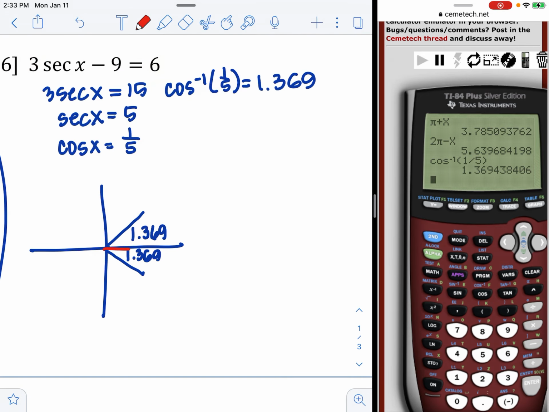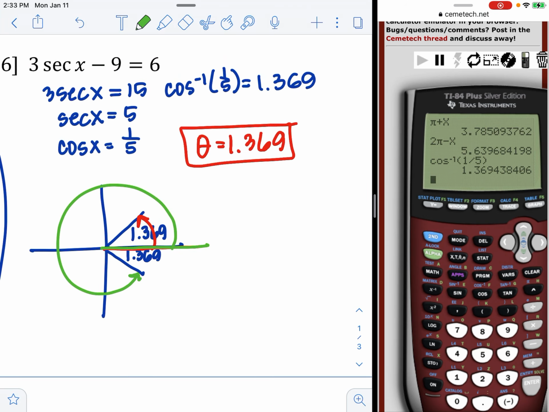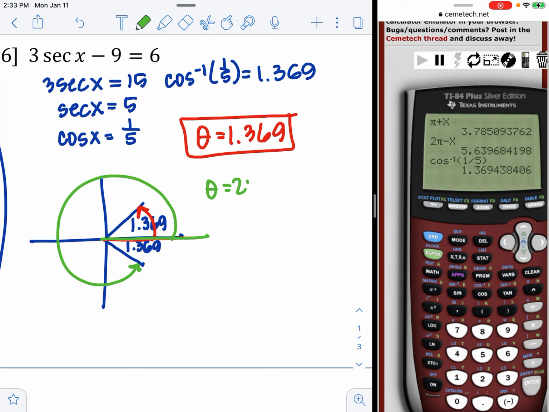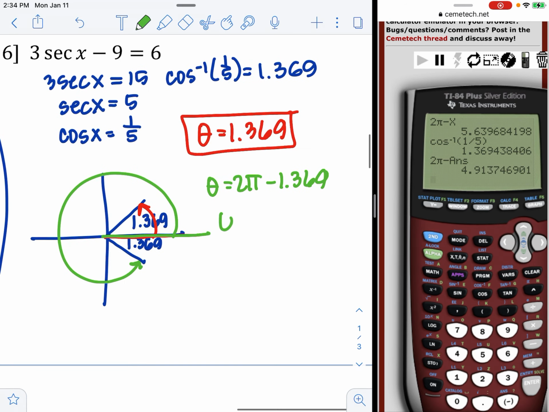And now I'm going to find my two angles. Start at the positive x-axis, counterclockwise until I hit that. So one of my answers is 1.369. My second answer, positive x-axis, counterclockwise until I hit the other terminal side. Almost a full rotation, right? But I have to get rid of 1.369. So that is 2 pi minus 1.369. So theta is 4.914. So there's 2 answers there.